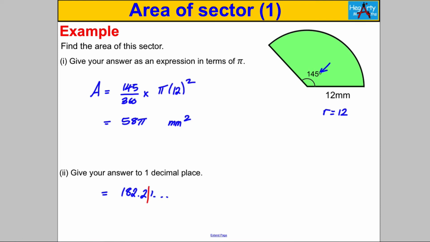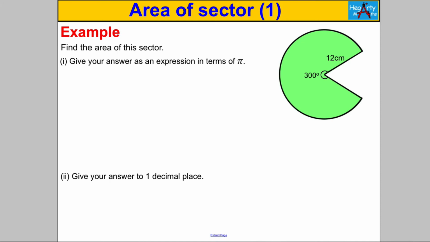Rounding that to one decimal place, we would have 182.2, and the unit in this case is millimeters squared. Okay, next question, pause the video and have a go.